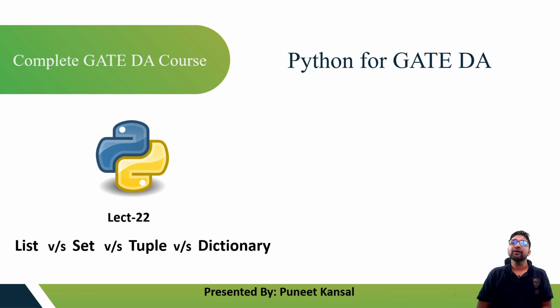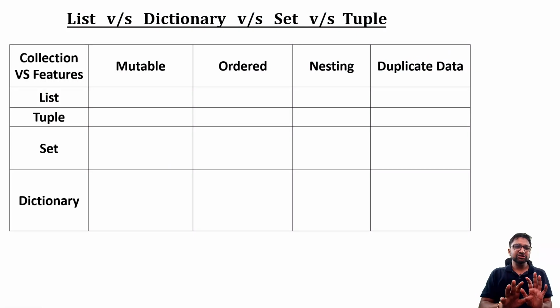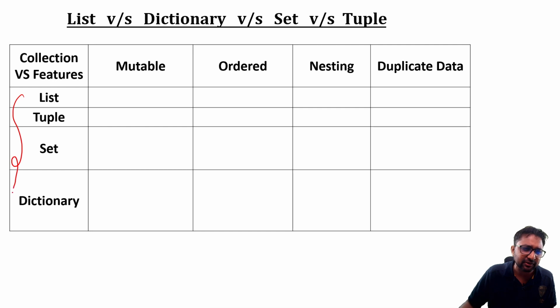In this session, we will compare our 4 most important inbuilt data structures in Python: list, set, tuple and dictionary. We will see what the differences between them are. Let me show you one matrix in which we will compare all of these 4 inbuilt data structures based upon some features: are they mutable, are they ordered, do they allow nesting, do they allow duplicate elements. So based upon these 4 features, we will compare these inbuilt data structures.